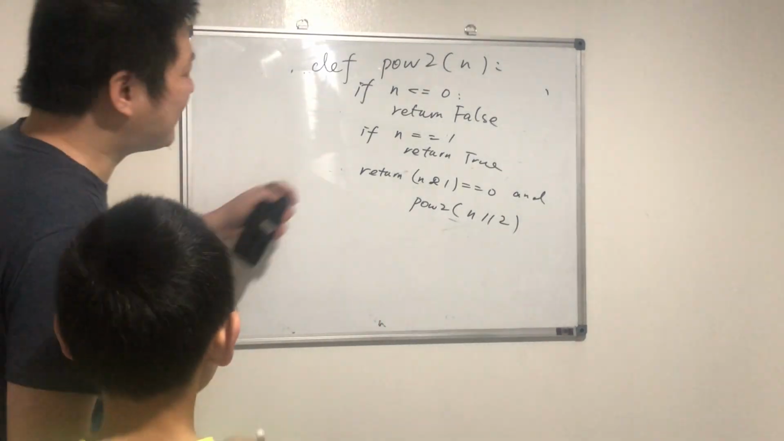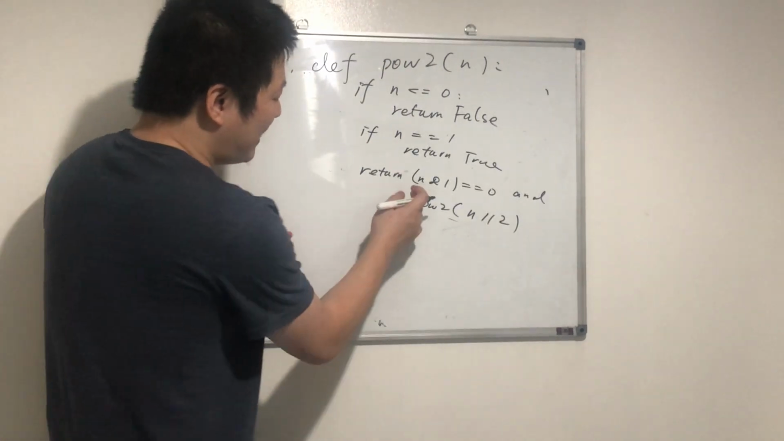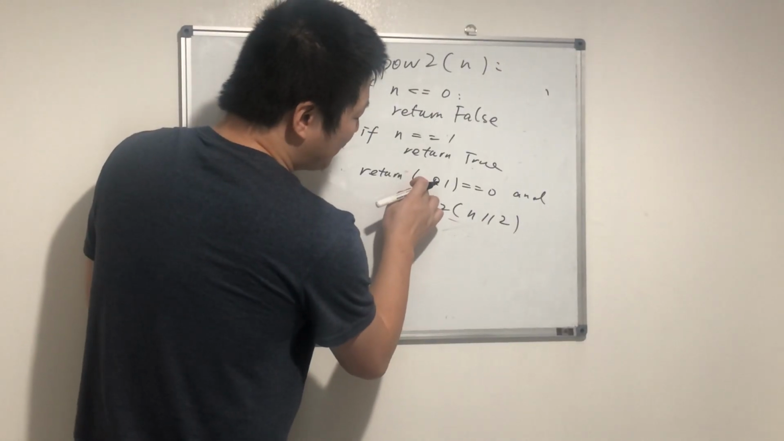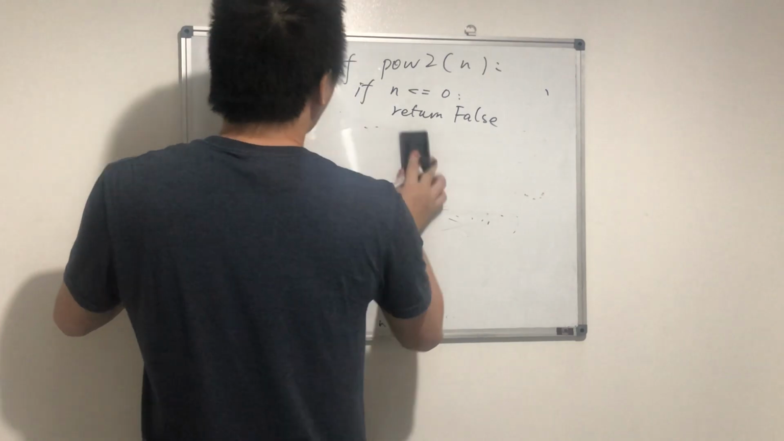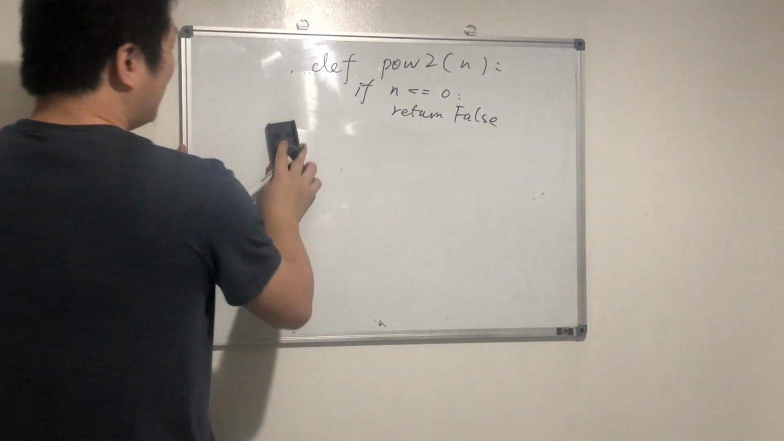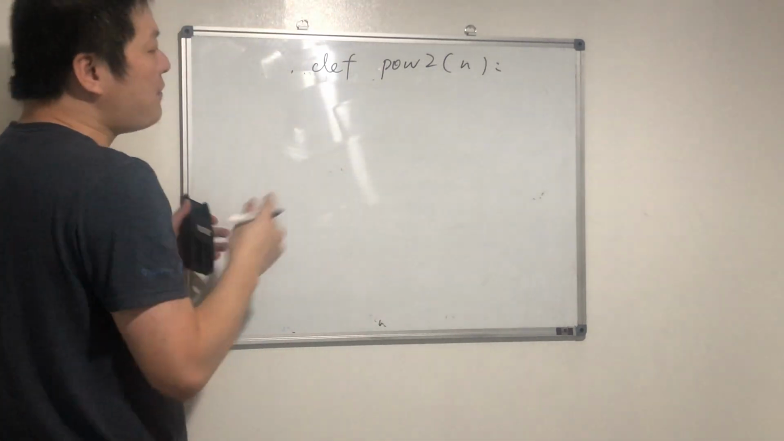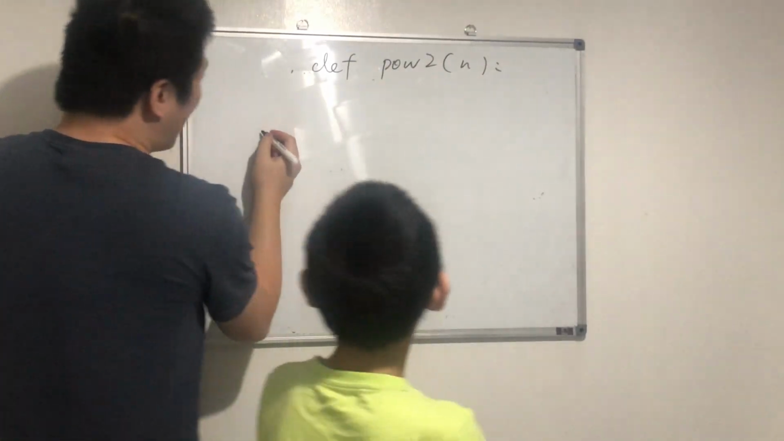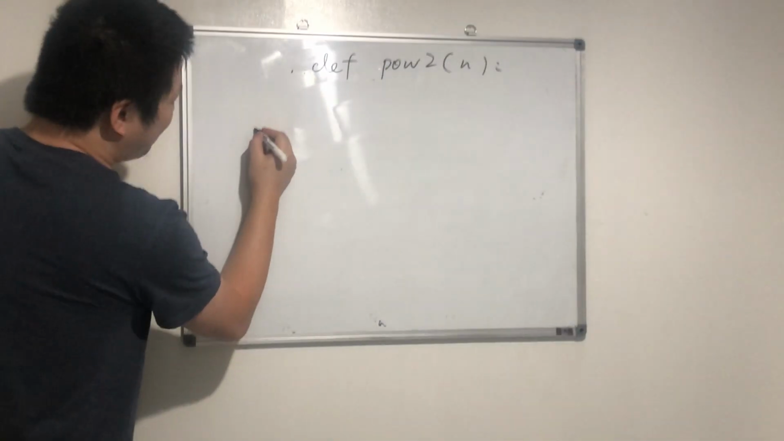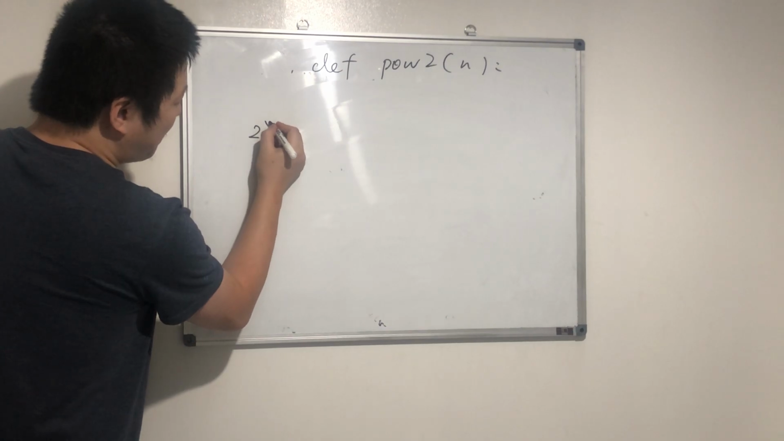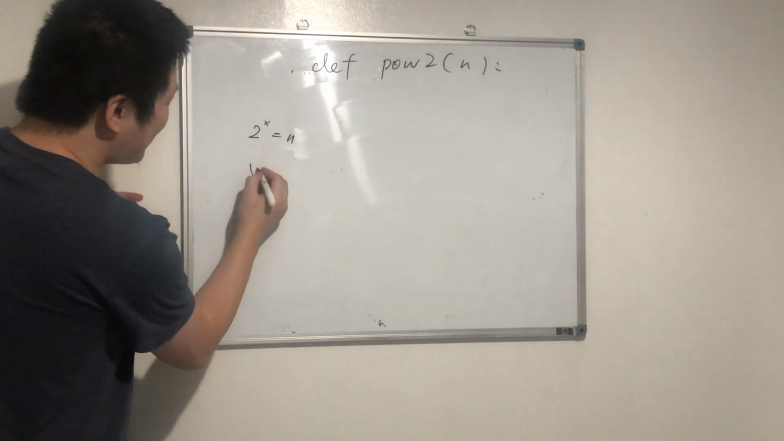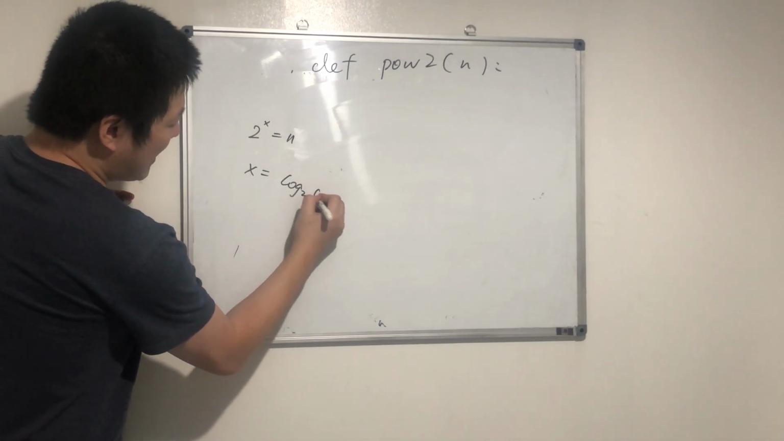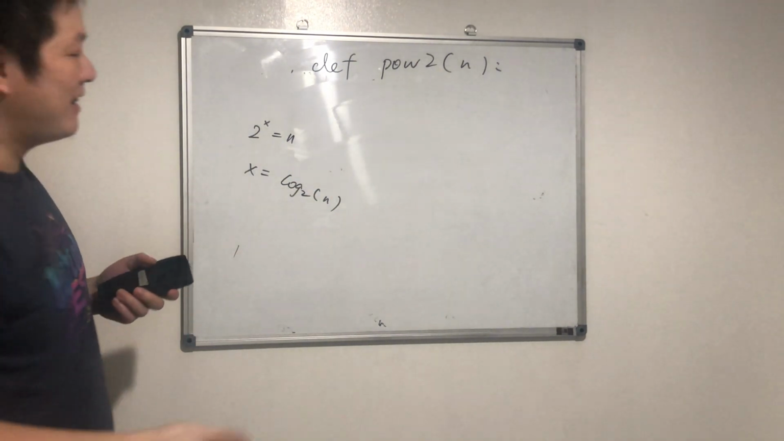Yesterday it's the same, divided by 3. Yeah, and then you change this to n modulo 3 equals 0. So this is the same, okay? And how about power 3? Look, if I do this, basically we want to find if there's an integer x such that 2 to the power of x equals n, right? So x is log 2 n, right? Okay, so let's do this.